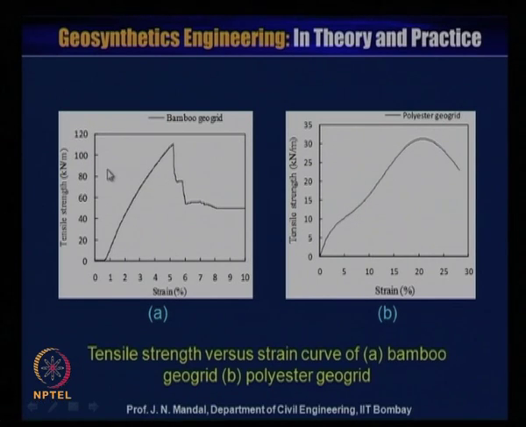So there is a substantial improvement in the tensile strength of the bamboo geogrid. You can see it gives about 100 kilonewton per meter, and in case of the polyester geogrid, it is about 30 kilonewton per meter. But you cannot directly compare this geogrid with the bamboo grid at this stage, because the configuration, size and shape are different. But overall you can have some idea that there is an improvement of the tensile strength of the bamboo grid.